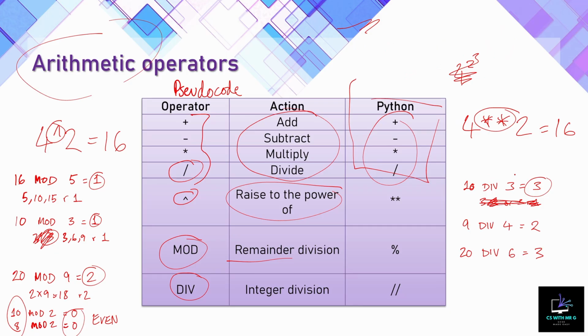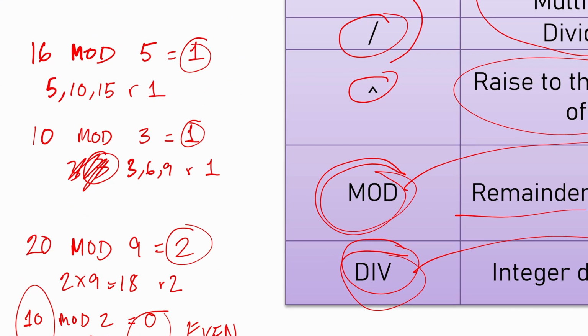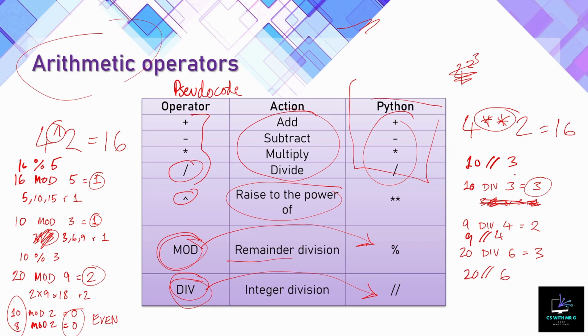Basically in pseudocode you would write mod and div, but in Python modulus is represented by a percentage sign and div is represented by a double forward slash. So all of these would be 10 double forward slash 3, 9 double forward slash 4, and 20 double forward slash 6. Over to this side, we would have 10 percentage sign 3, 16 percentage sign 5, and that's how we'd represent mod and div in Python.